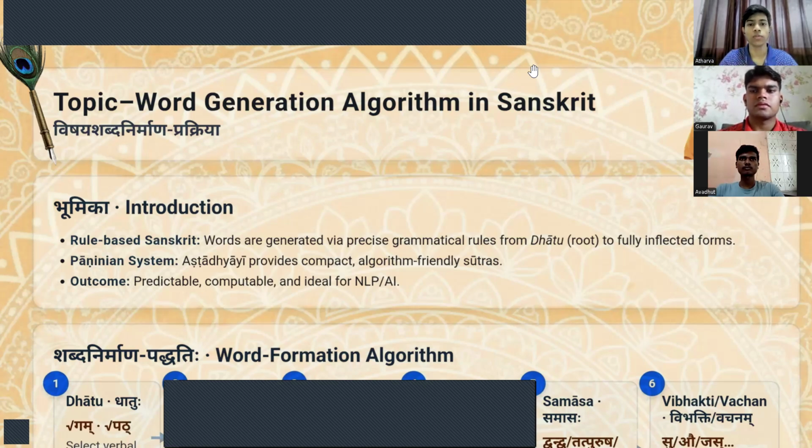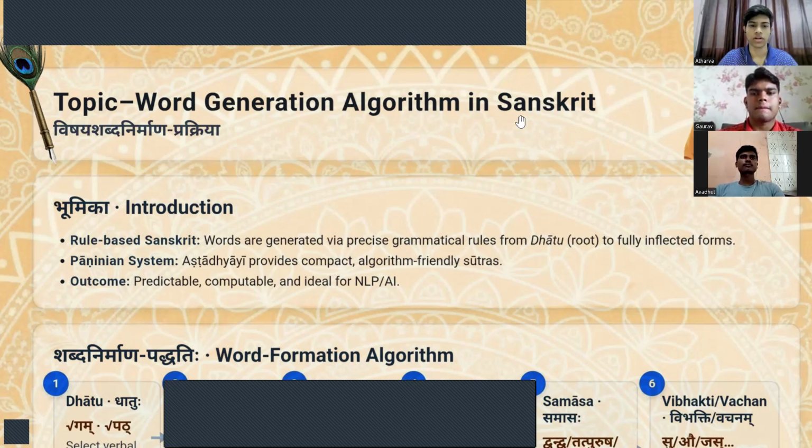Today, we are going to present our presentation on the topic word formation in Sanskrit. Sanskrit, being one of the most systematic and scientific languages, follows a very structured process in how words are formed. Understanding this process not only helps in grammar but also shows why language precision is important to us.